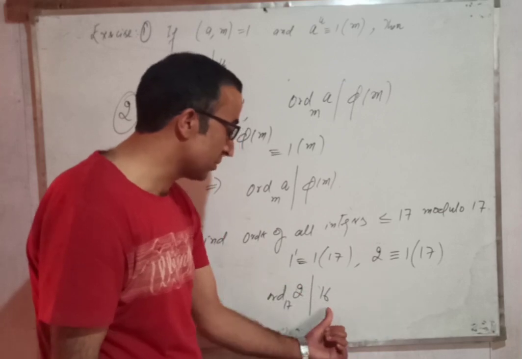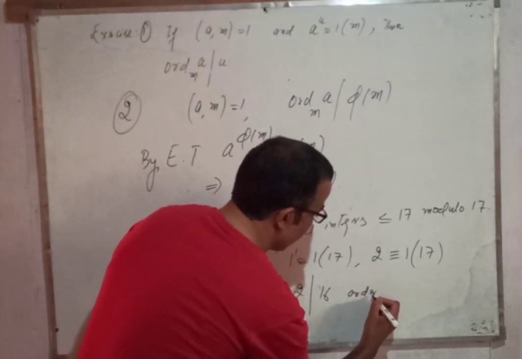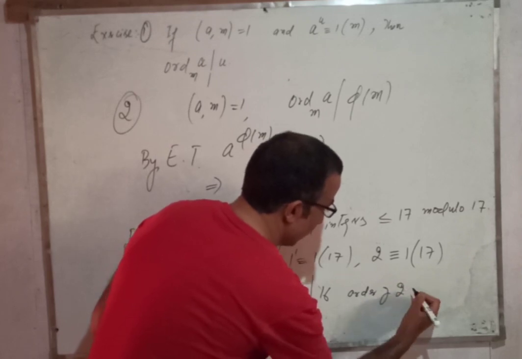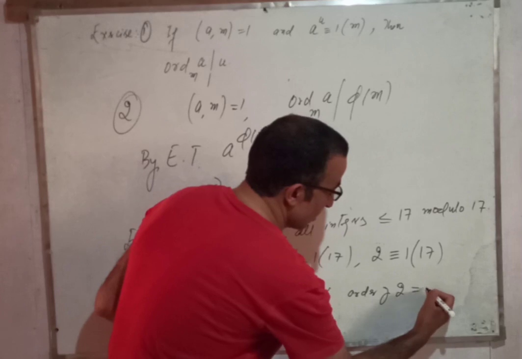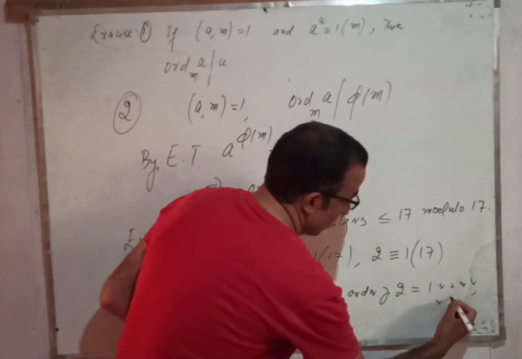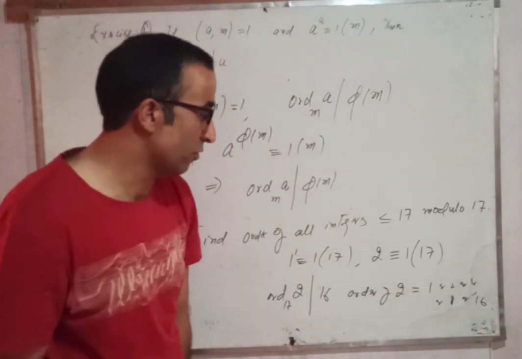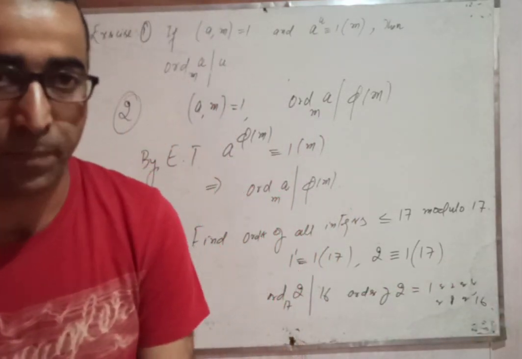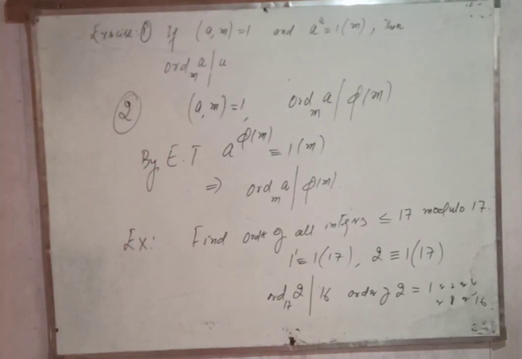The only divisors of 16 are these, so I can say the order of 2 modulo 17 must be either 1 or 2 or 4 or 8 or 16. In fact, you can check one by one which will work here. This is how to calculate the order of an integer modulo a given number.